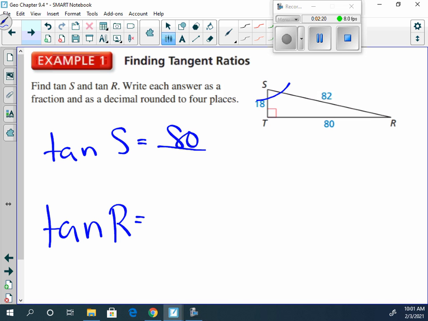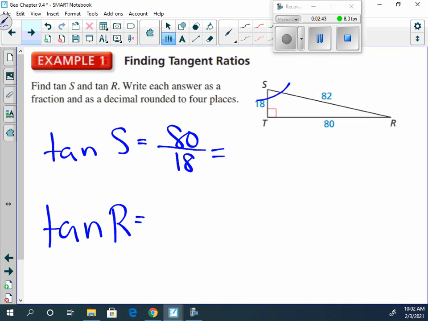The adjacent would be what? 18. Why wouldn't it be 82? 82 is the hypotenuse. Because the side opposite 90 degrees, the biggest side of the triangle will always be the hypotenuse.